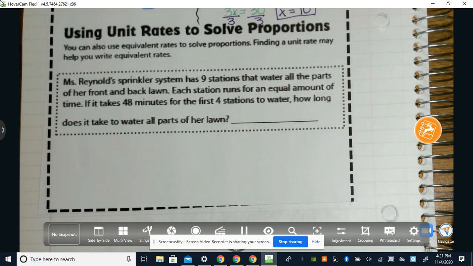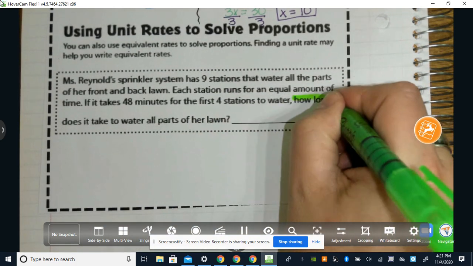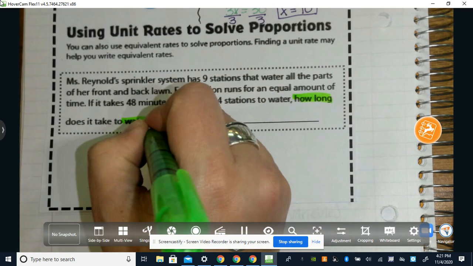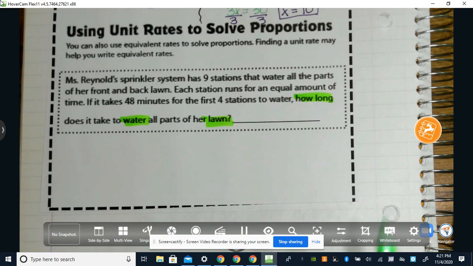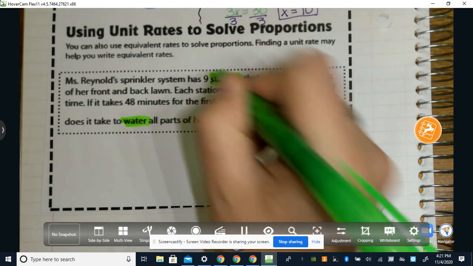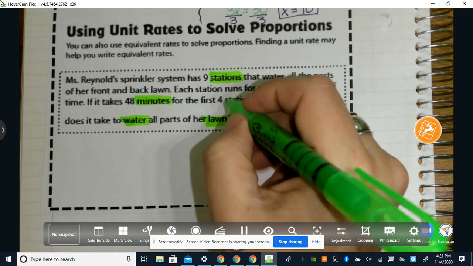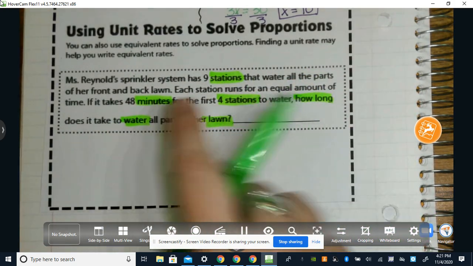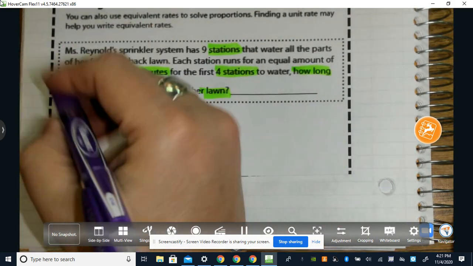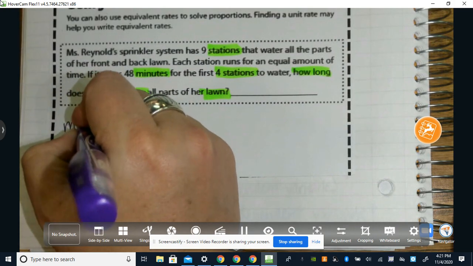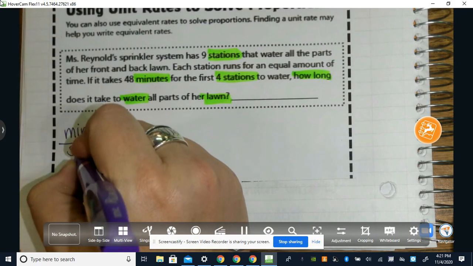Okay, so I need to figure out how long it will take to water her lawn. So let's look for some clues. Well, I'm looking at these watering stations and how long it takes. So I know I'm looking at stations and minutes. So I'm going to set it up with my words first. So my minutes, and I'm going to make that ratio over my stations.